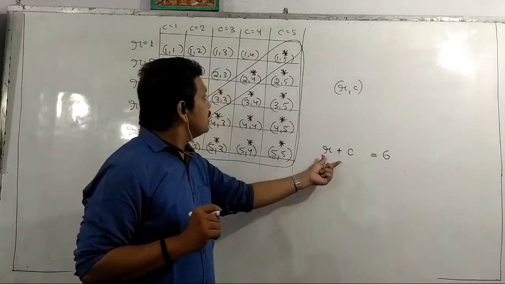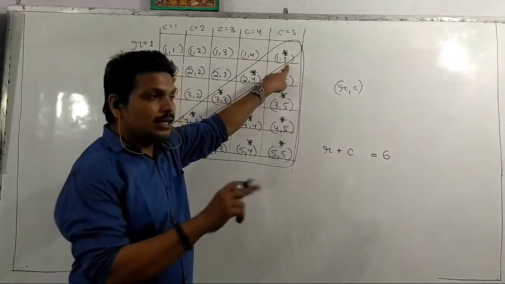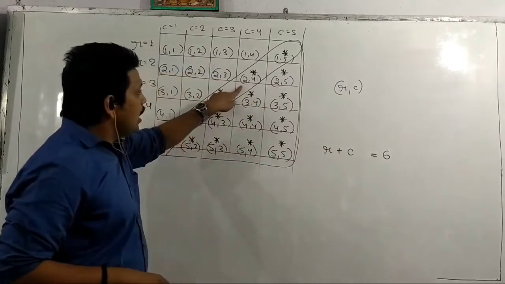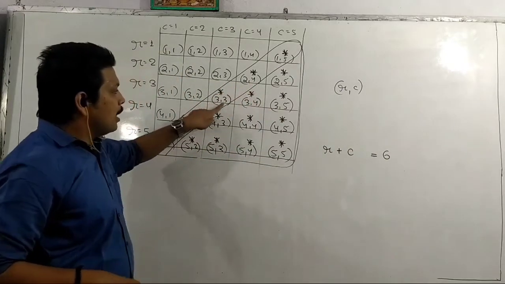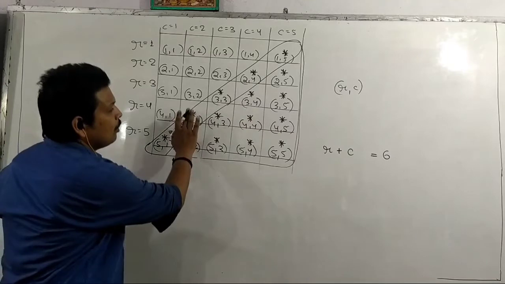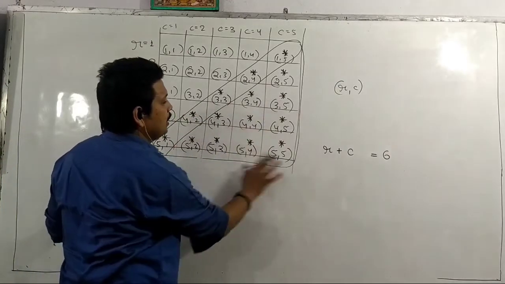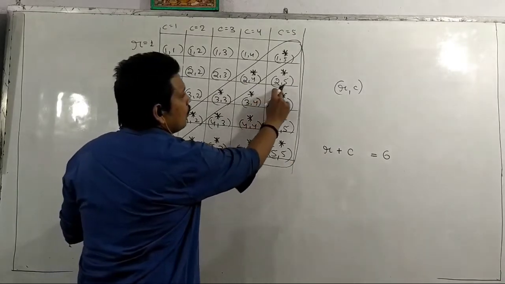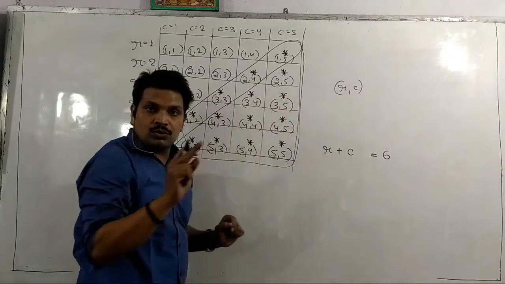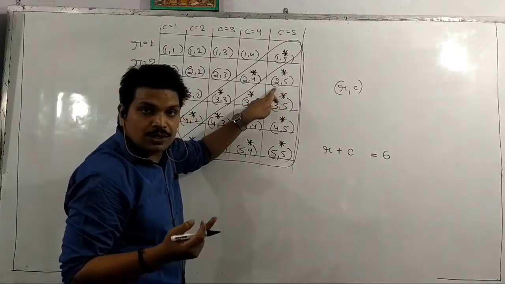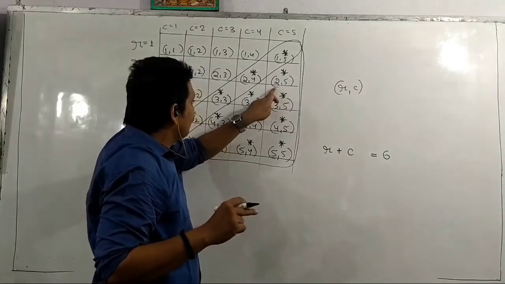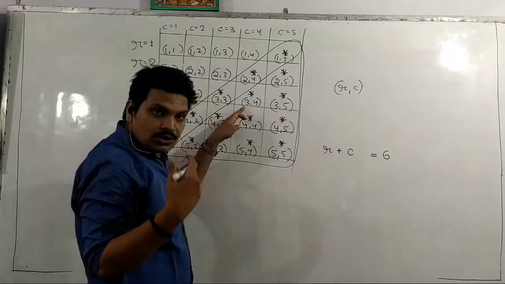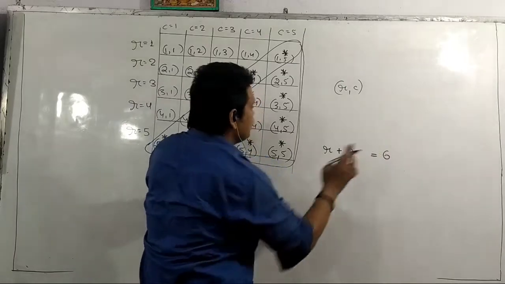So R plus C is equal to 6. Now what about these grids? What about these locations? 5 plus 2 is equal to 7. 4 plus 3 is equal to 7, which is greater than 6.